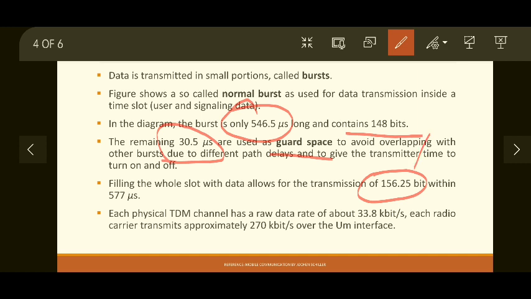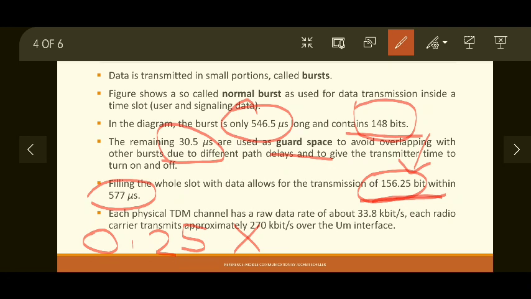So this is not the actual number which is transmitted. Only 148 bits are transmitted. The remaining time duration is for guard space. As you can see, 156.25, but 0.25 bits are not possible. We cannot divide a bit into 4 parts. So this is just a representation of actual time in terms of bits. If 577 microseconds are given, you can transmit this many bits, that is 156.25. But we don't have 577 microseconds, we have only 546.5 microseconds. So we can transmit 148 bits.